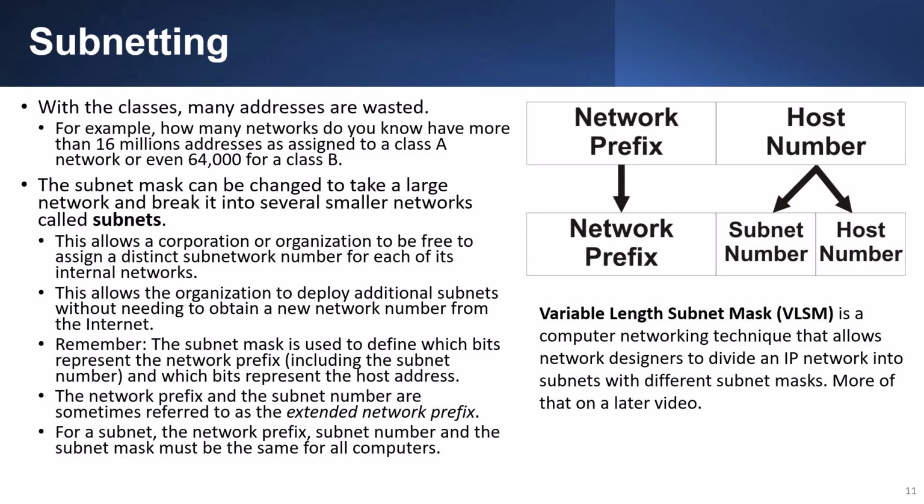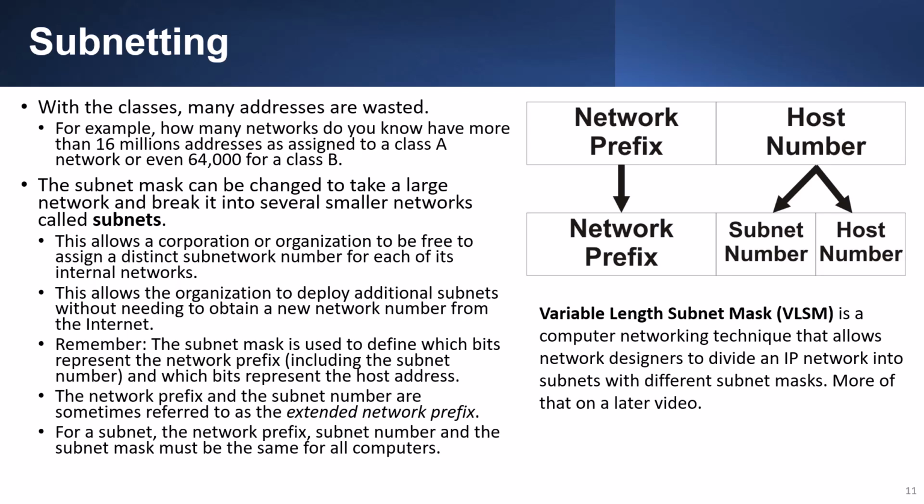The subnet mask can be changed to take a large network and break it into several smaller networks called subnets. This allows a corporation or organization to be free to assign a distinct subnet number for each of its internal networks. This allows the organization to deploy additional subnets without needing to obtain a new network number from the internet. Remember, the subnet mask is used to define which bits represent the network prefix, including the subnet number, and which bits represent the host address. The network prefix and the subnet number are sometimes referred to as the extended network prefix.